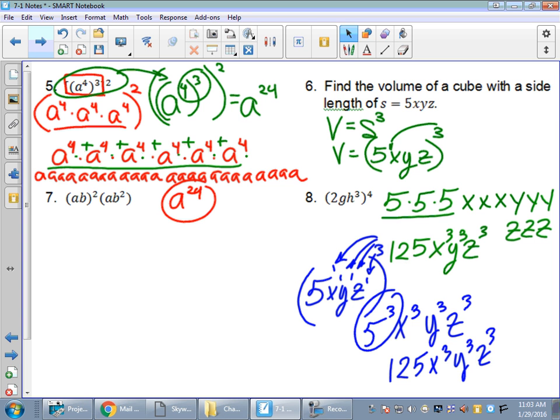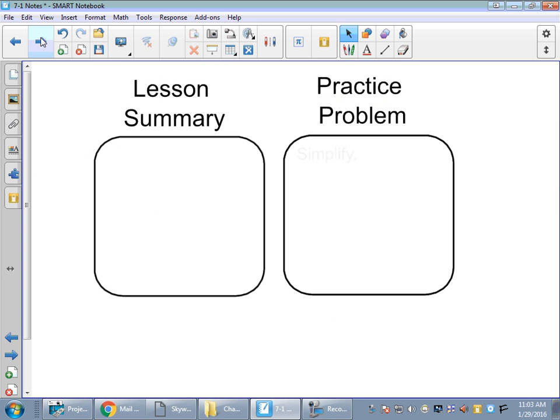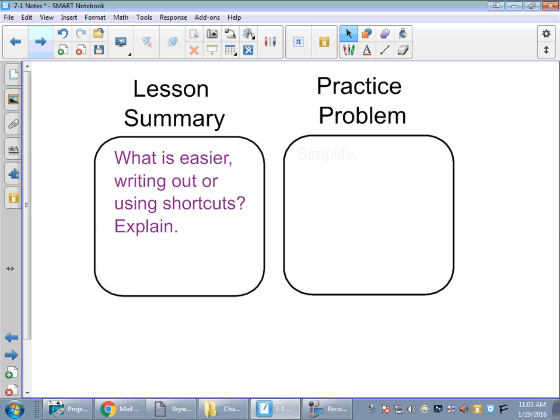I think that's enough examples for the day. So your lesson summary, what do you think is easier, writing out or using the shortcuts if you can explain? And simplify that power of a product, 3x squared cubed.